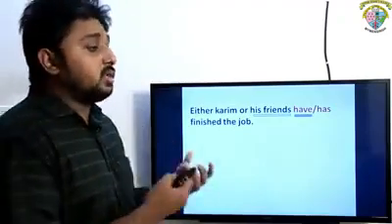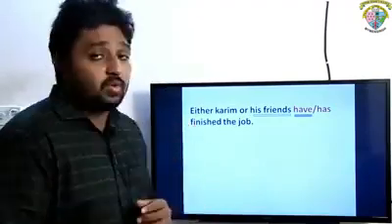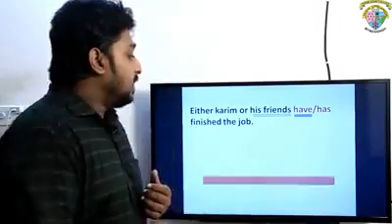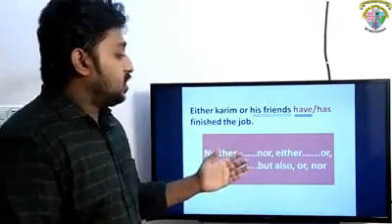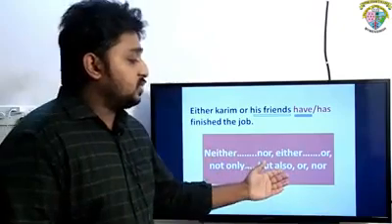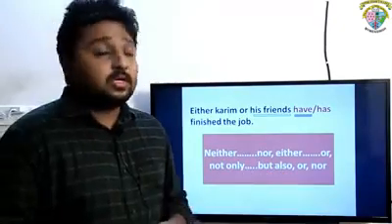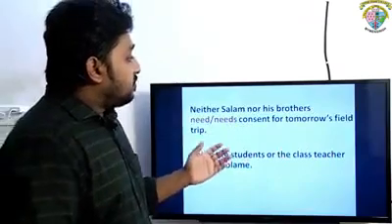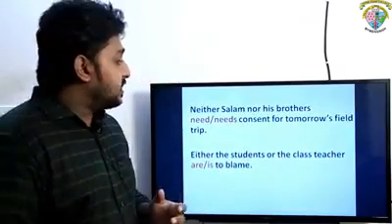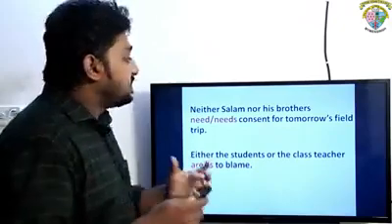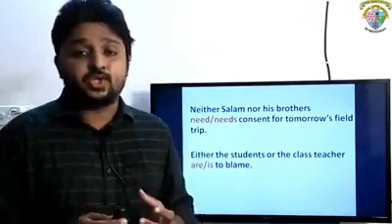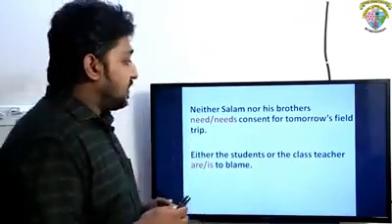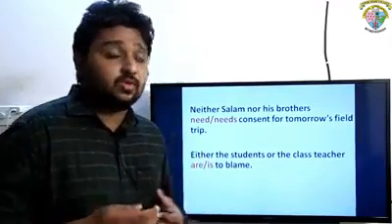So there are more conjunctions like either...or. Let's find them out: neither...nor, not only...but also, or nor. So let's see some more examples. Neither Salam nor his brothers need or needs consent for tomorrow's field trip. Consent means permission. So what will be the answer, guys? Try to find out quickly.